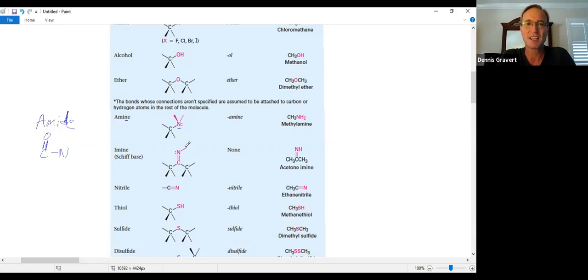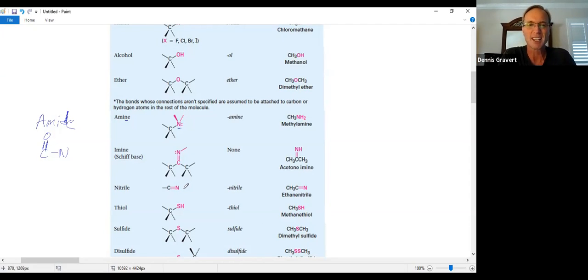Nitrogen's not done though. If nitrogen shows up double bonded, that becomes an imine. I don't know how much biology you've seen, but that functional group shows up in biology quite a bit. And there in biology, they commonly call it a Schiff base. I'm not going to call it that. But if you call it that, I'll know what you're talking about. I've heard of imines being called Schiff bases, so that's cool.